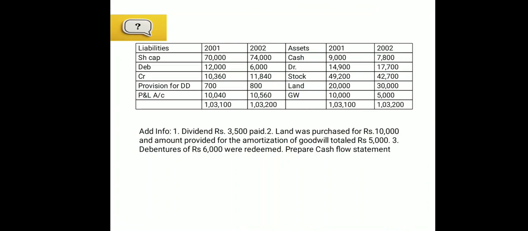Then next we have creditors, which is a current liability. We will check the increase and decrease, and according to that we will work it out while calculating cash flow from operating activities. We will do the similar thing with the provision for doubtful debts also, and profit and loss we definitely use while calculating cash flow from operating activity. So the liability side is clear, I hope. Now coming to the asset side.